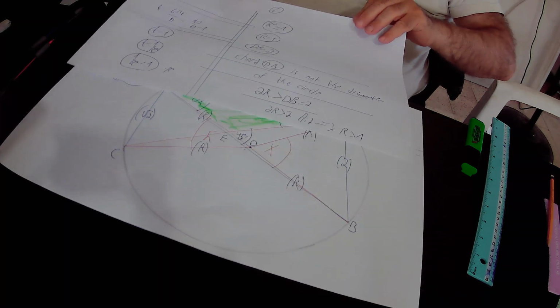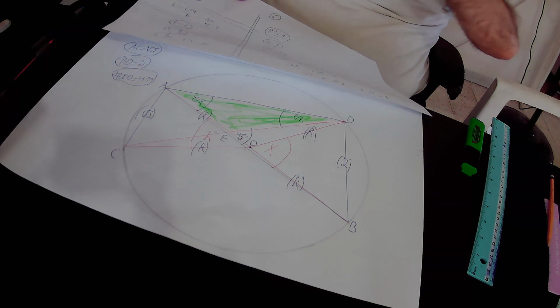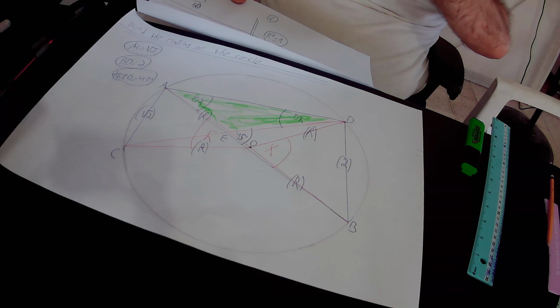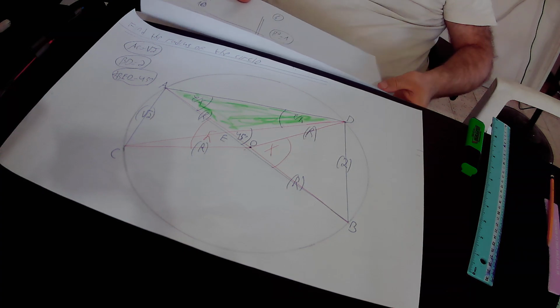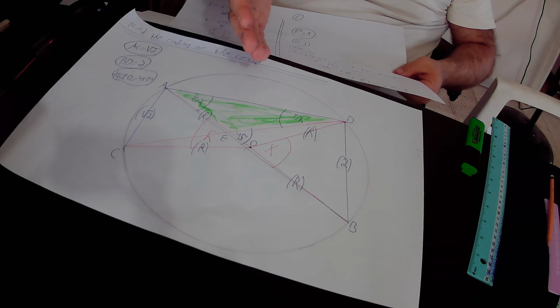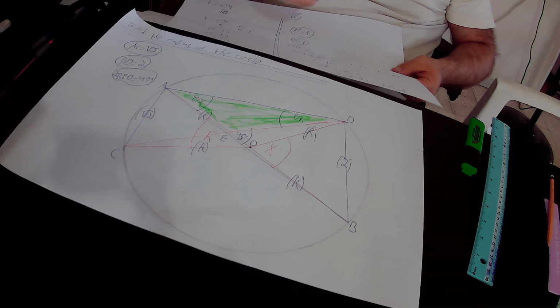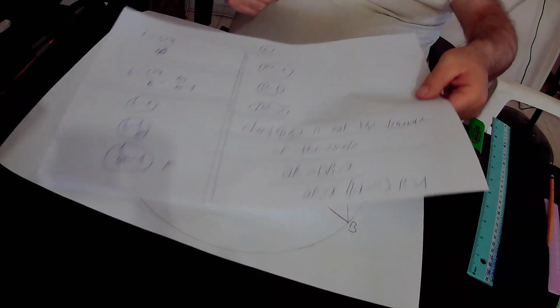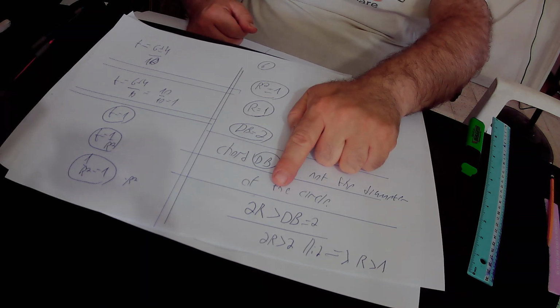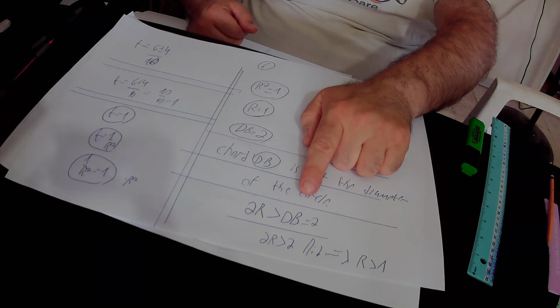And you note that the diameter of any circle is the longest chord in the circle. Again, the diameter of any circle is the longest chord in the circle. What is the diameter of this circle? The diameter of this circle is of course 2r. So the diameter 2r is the longest chord in the circle, and therefore it is definitely greater than DB, because DB is not the diameter of the circle.